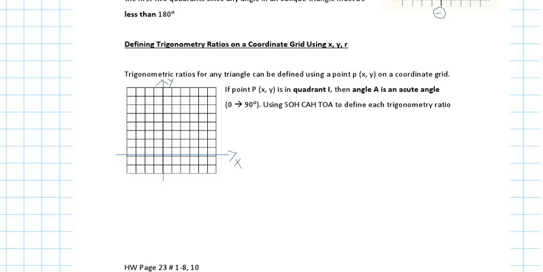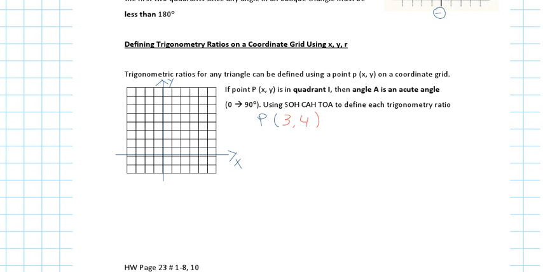So if I have the point, let's make the point 3 and 4. Sorry, that looks so weird. Anyway, let's make the point 3, 4. Okay? So we're going to look at that point. So I have 1, 2, 3, 1, 2, 3, 4. So my point is right here.